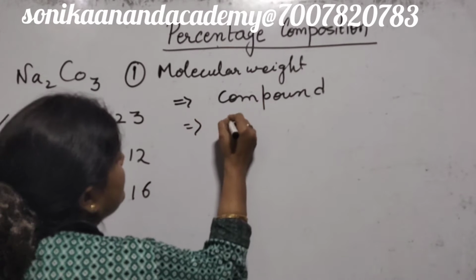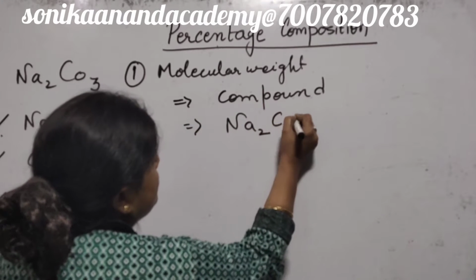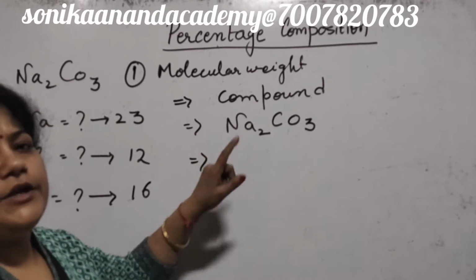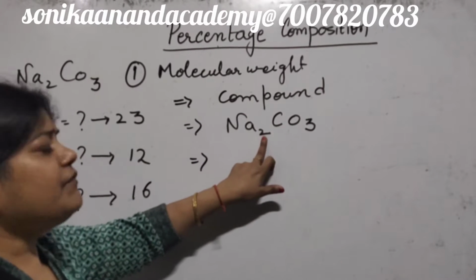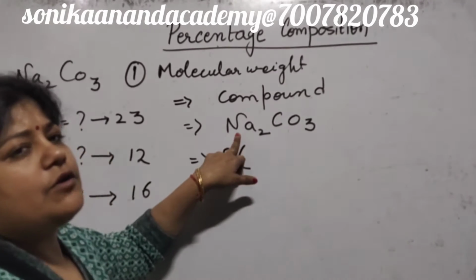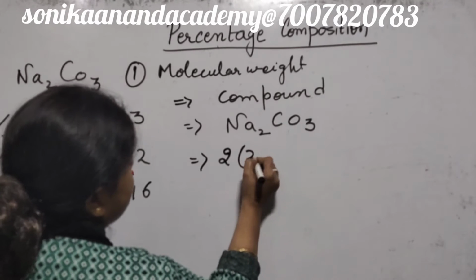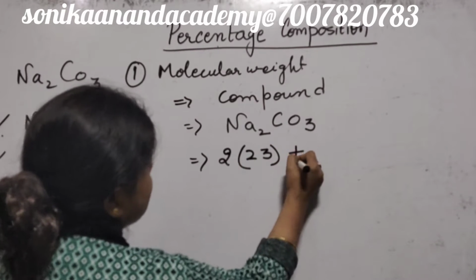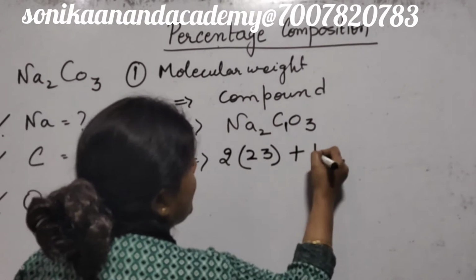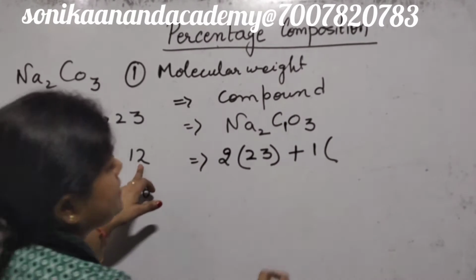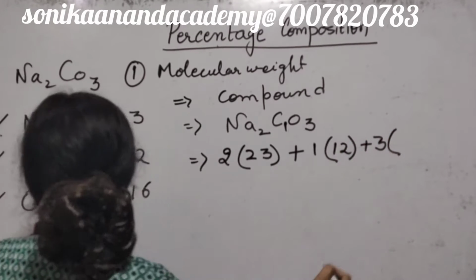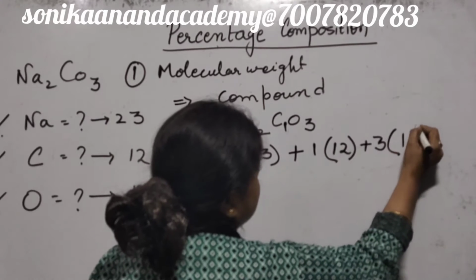Now, what is the compound? Na2CO3. Now, we have to find the molecular weight of the Na2CO3. Now, Na, we have 2 atoms. So, we multiply 2 with the atomic weight of sodium, which is 23. Then we write plus. Now, in the carbon, we have 1 atom. So, 1 times the atomic weight of carbon, which is 12. Now, 3 atoms of oxygen, atomic weight of oxygen is 16.